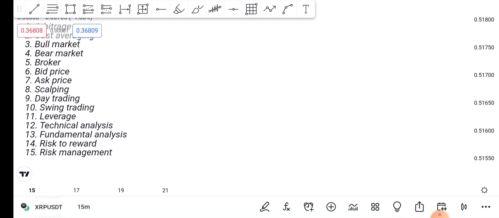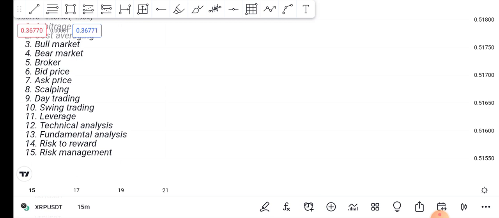Now, number 6, bid price. Bid price is the price at which a buyer wants to buy an asset. If I want to buy, let me say, a smartphone, I can go to the seller. How much do you want to sell this for?